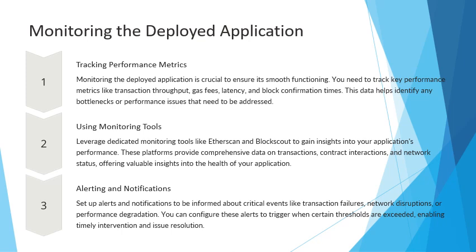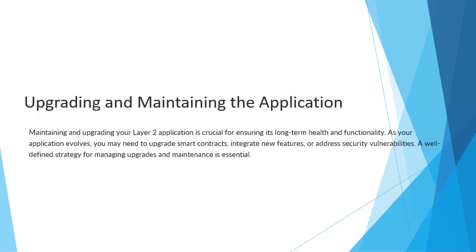issue resolution. Now we shall look at upgrading and maintaining the application. Maintaining and upgrading our layer 2 application is crucial for ensuring its long-term health and functionality. As our application evolves, we may need to upgrade smart contracts, integrate new features, or address security vulnerabilities. A well-defined strategy for managing upgrades and maintenance is essential.